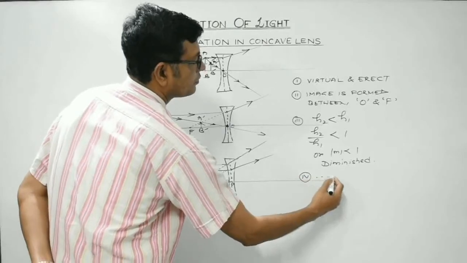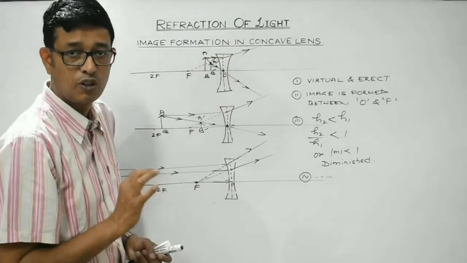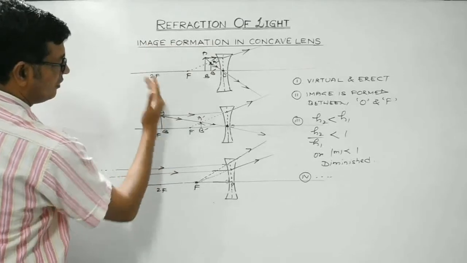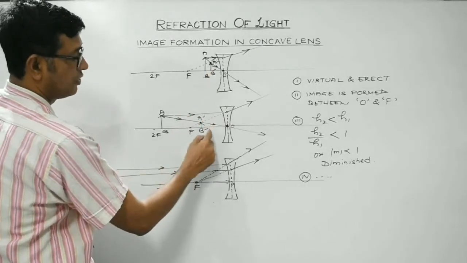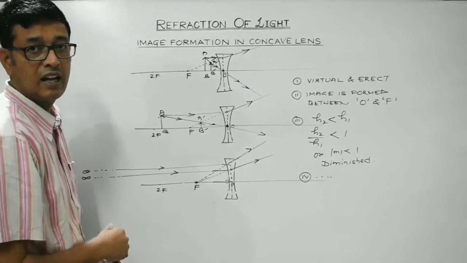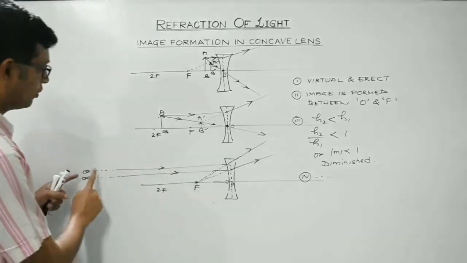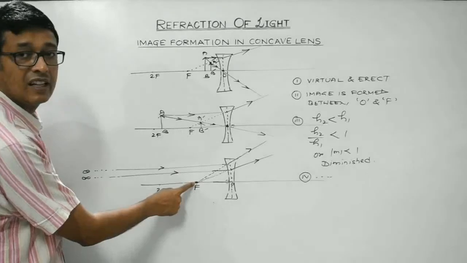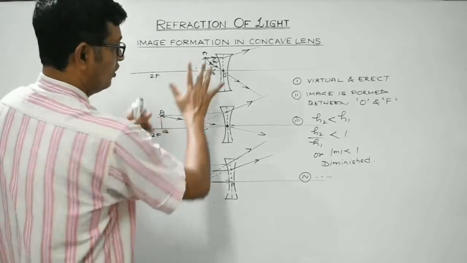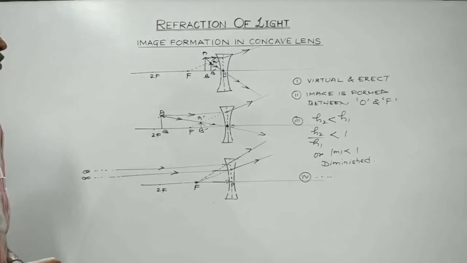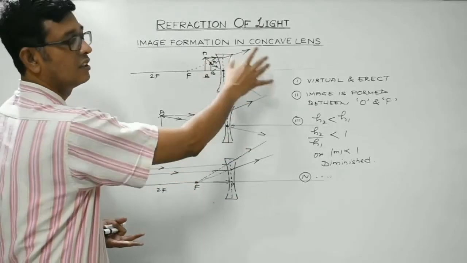Fourth point, again I'm concluding, fourth point is as the object is taken farther away from the concave lens, the position of the image shifts towards the focus, and the size of the image also keeps on decreasing. And eventually, when the object is at infinity, then a point size image is obtained exactly at the focus. Right? So, these are the points which you need to remember in case of the image formation when an object is placed in front of a concave lens.